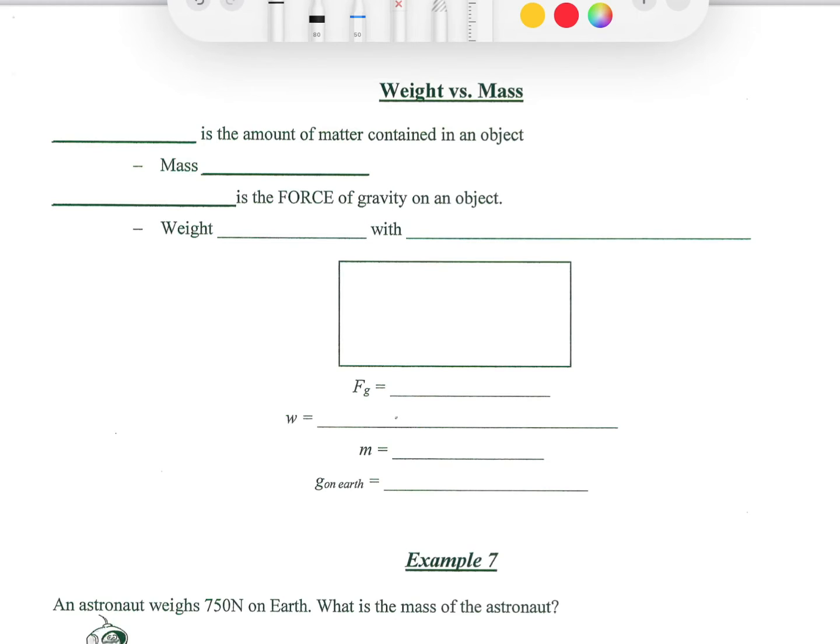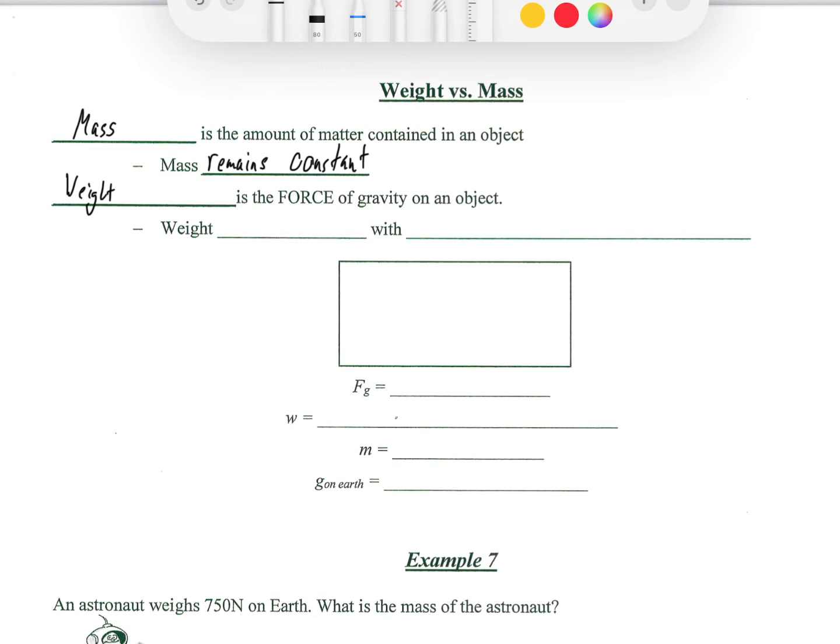So when differentiating between weight and mass, we should define what each one is. So mass is the amount of matter contained in an object. Something that's inherent about mass is that this is going to remain constant no matter where we bring the object. If we bring it into space, it's still going to have the same amount of mass. What's going to change, though, is going to be weight.